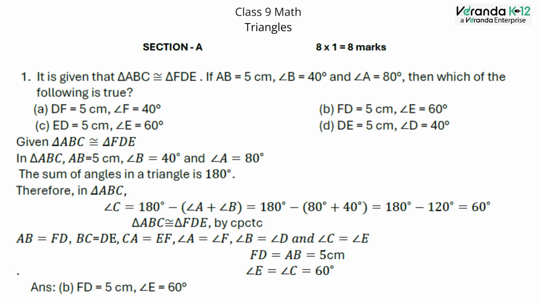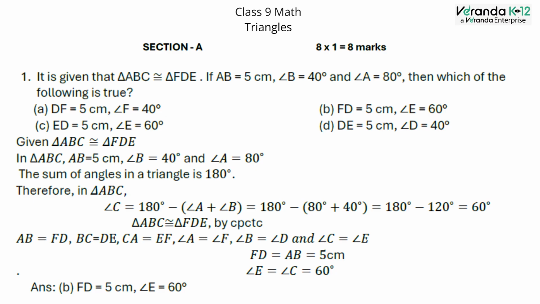Four options are given. First, what is given? Triangle ABC is congruent to triangle FDE. So, from triangle ABC, first we can write AB is 5 centimeter, angle B is 40, angle A is 80. Then using angle sum property of a triangle, we can find angle C is equal to 60 degree. So, by CPCTC for the given congruency, we can write AB is FD, BC is DE, CA is EF, then A is F, B is D, C is E for the angles.